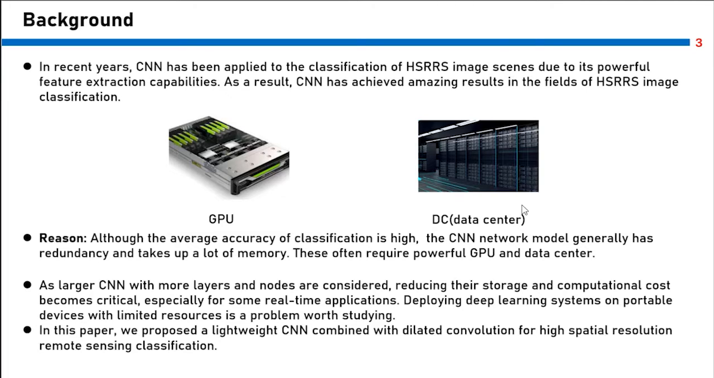At the same time, as large scenes with small devices and nodes are considered, reducing their storage and computational costs becomes critical, especially for some real-time applications. Deploying deep learning systems on portable devices with limited resources is a problem worth studying. In this paper, we propose a lightweight CNN combined with dilated convolution for high spatial resolution remote sensing classification.